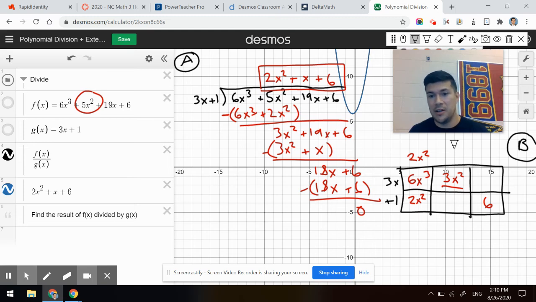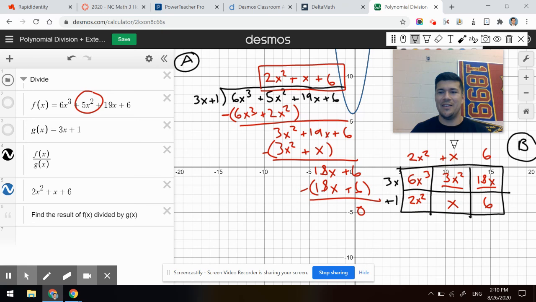Let it fall into place again. 3x times what gives me 3x squared? Well, that would be an x. X times 3x gives you 3x squared. Still checking out. X times 1 would give me x. I have to multiply those. That's the rule. And then I'm in the same conundrum again. How many x's would I need right here to line up in the diagonal? Well, I have a total of 19 x's. That means I'm missing 18 x's right here. All right. 3x times what gives me 18x? Well, that would have to be 6. And then I double check. 6 times 1 gives me 6.